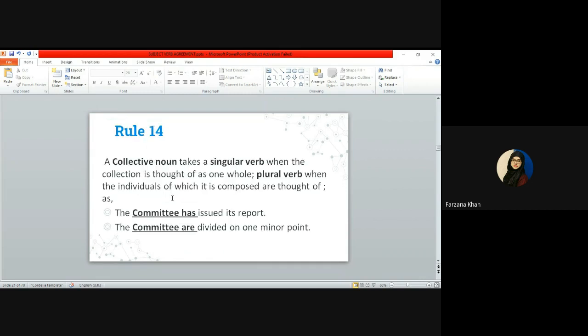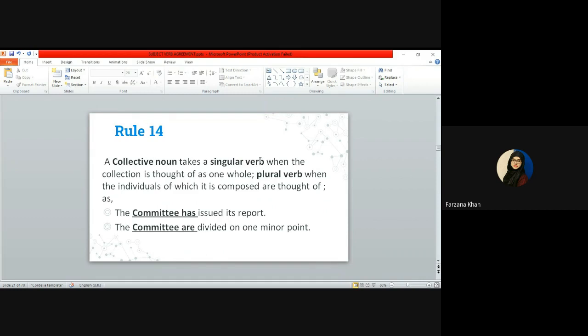Moving towards rule number 14. This is also a very important rule. It's about the use of collective nouns, that is, which verb you need to use with a collective noun. A collective noun takes a singular verb when the collection is thought of as one whole, but it requires a plural verb when the individuals of which it is composed are thought of as different and as separate entities. So keep it in your mind that collective nouns require a singular verb, but they also require a plural verb.